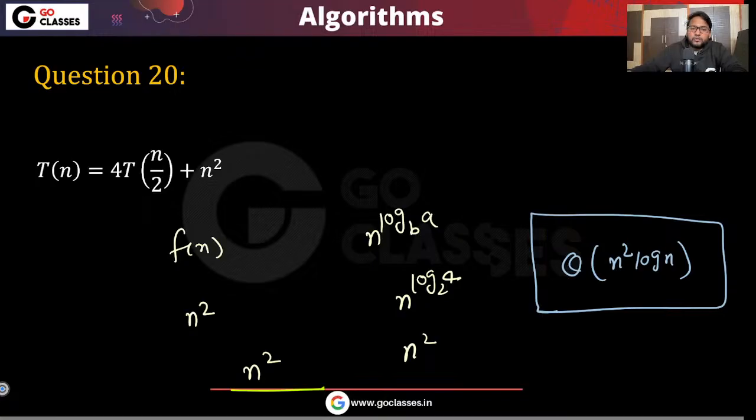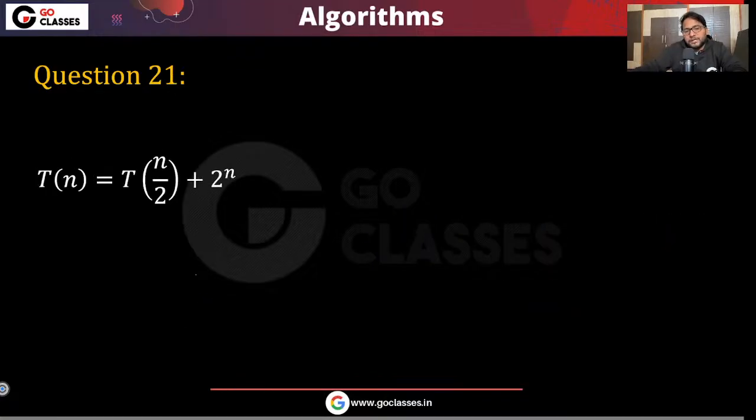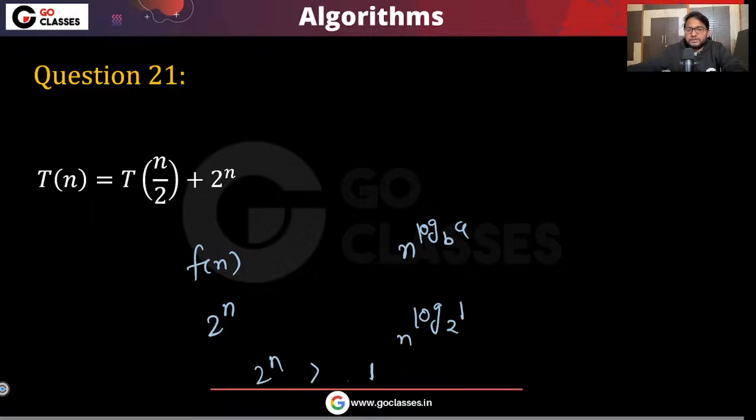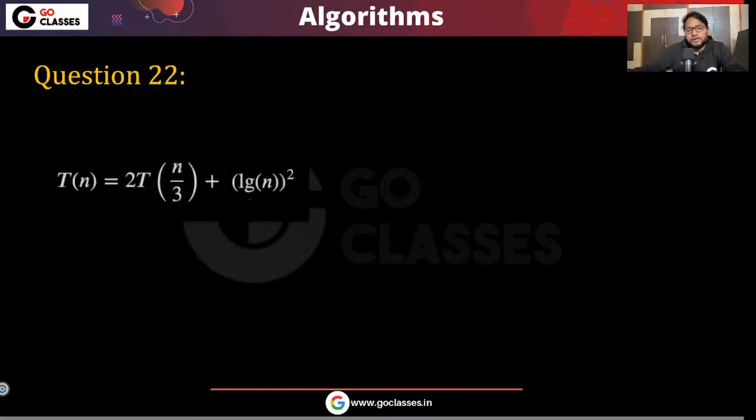Understood. Now let's solve more questions. Now tell me here, the function is 2 to the power n and n to the power log base b a. What is this? Log base b a is 1, so this is just 1. Is 2 to the power n polynomially greater than 1? Yes. So theta of 2 to the power n is the answer. Let's solve this. This is log n square. This is log base b a, n to the power log base b a.